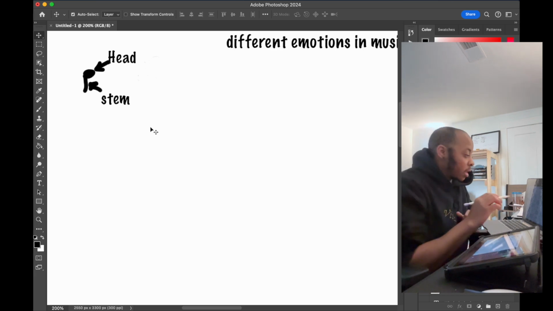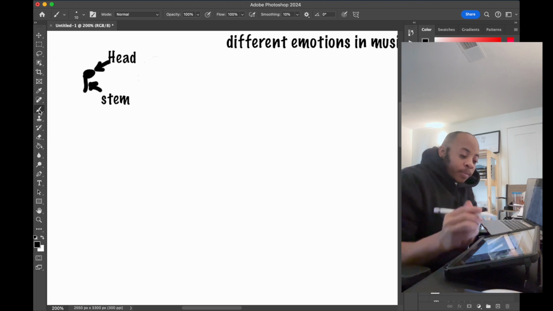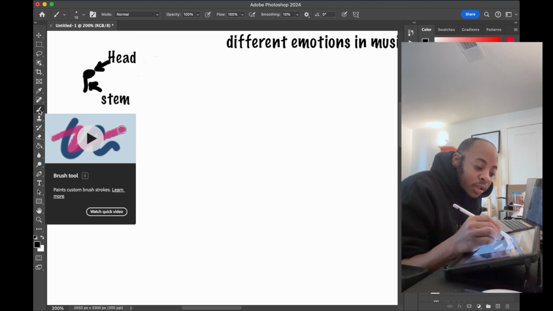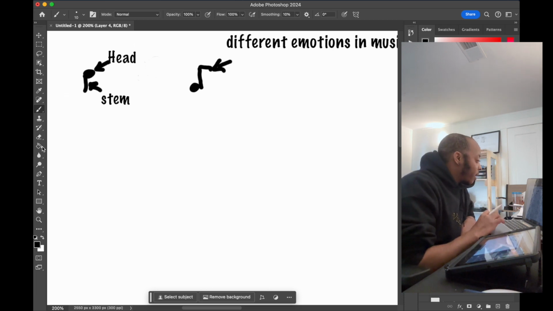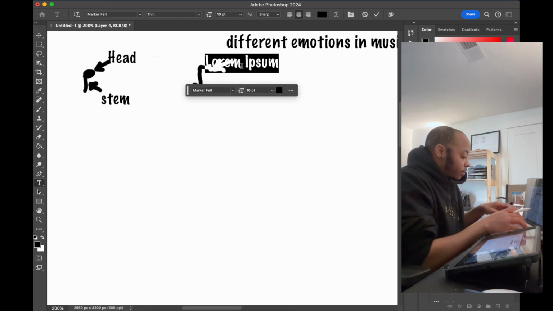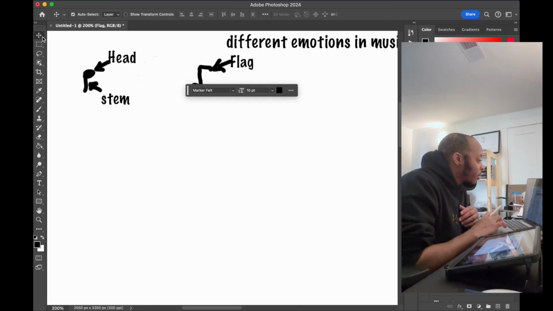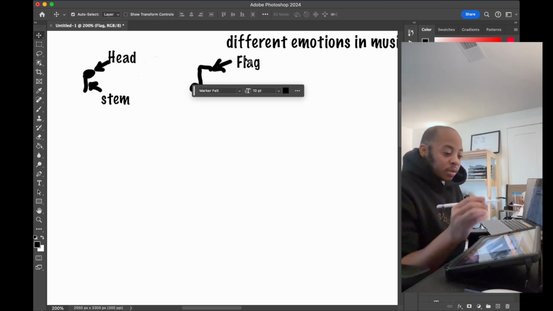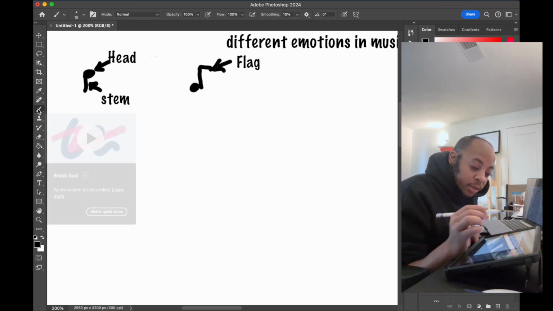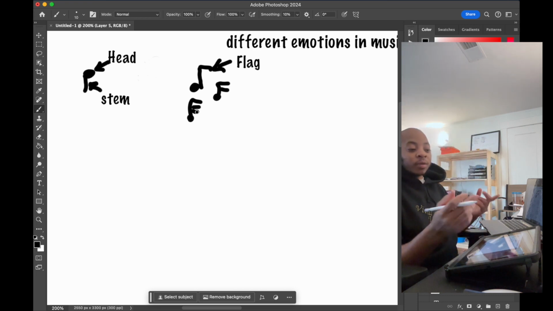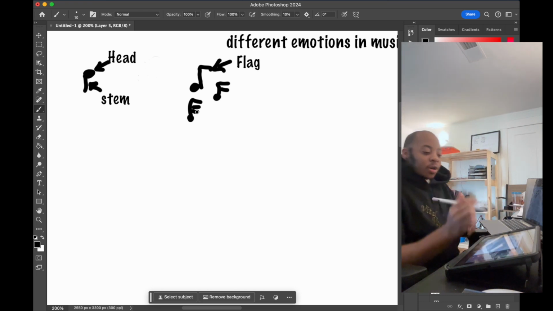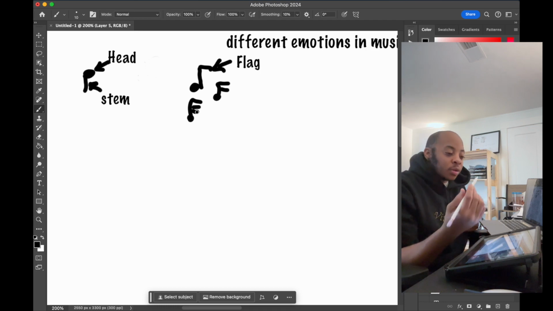Now, another part that we'll be discussing today is a flag. The eighth and sixteenth notes, even thirty-second notes, have a flag. This right here is the flag. Sometimes a flag can look like this. Or that's the thirty-second, three flags. One flag, two flags, three flags. So a stem can go up or down on a musical staff.